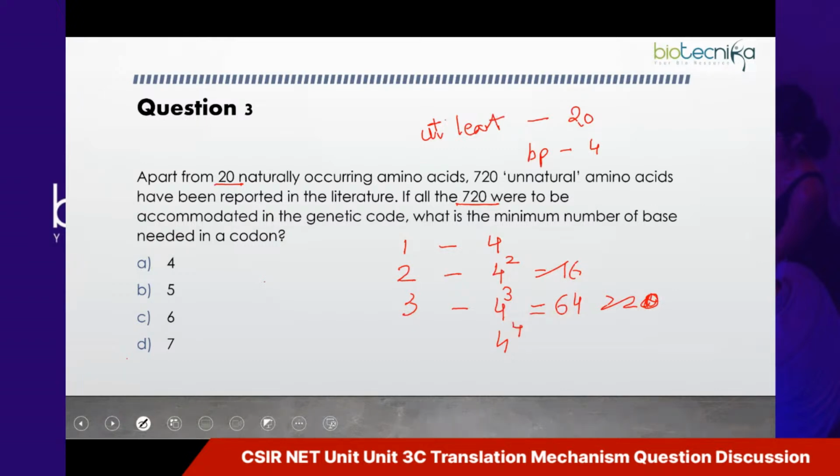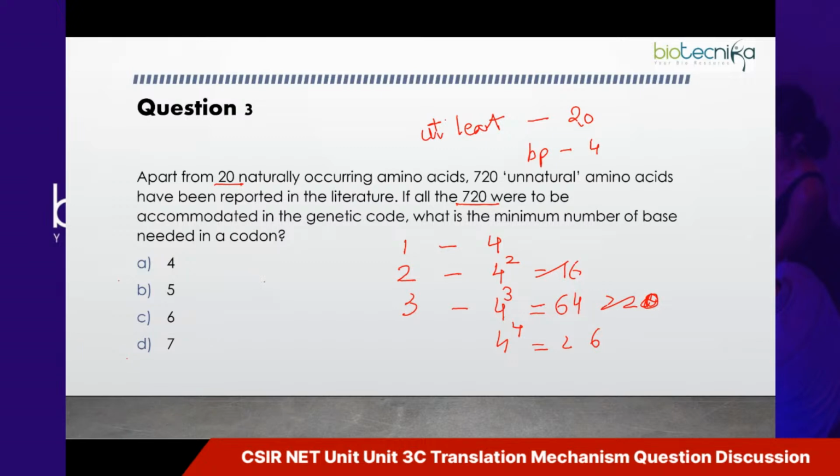4 to the power 4. If you do it, you will find 256. Now this 256 is also not possible, because that is less than 720. Now how about if we find out combinations of nucleotides coming in a group of 5?